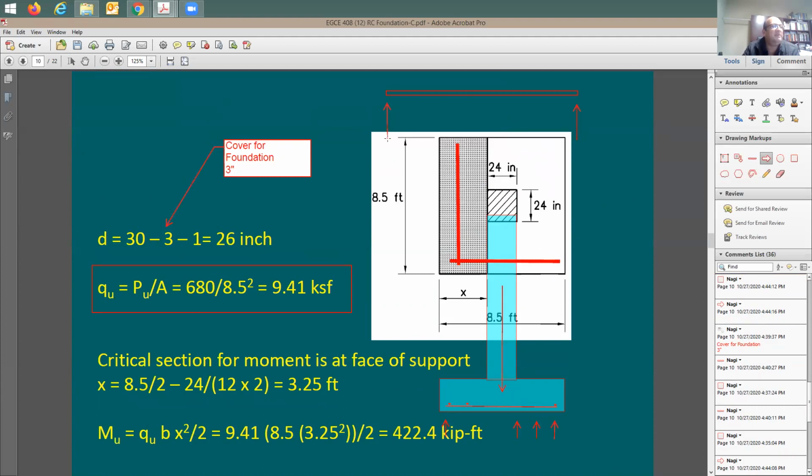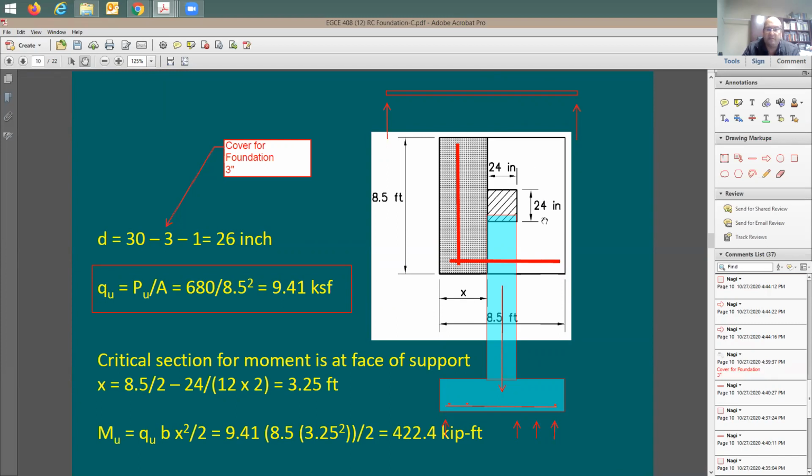Can someone help me with this? Maximum moment happens? In the middle. Right in the middle. So actually, this is going to be the critical section for moment, correct? In this beam. But how about here in my footing?